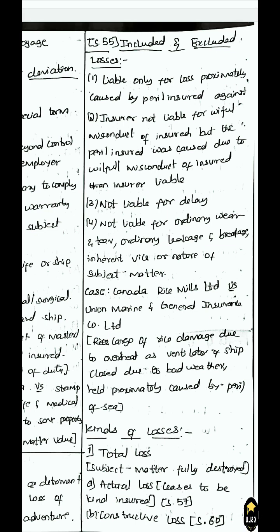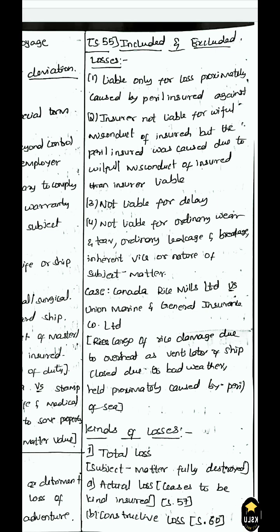First, the insurer is liable only for loss proximately caused by a peril insured against. So the insurer is liable only for those losses which are proximately caused by the perils against which the insured has taken insurance. If the damage is caused by another peril, then the insurer is not liable.